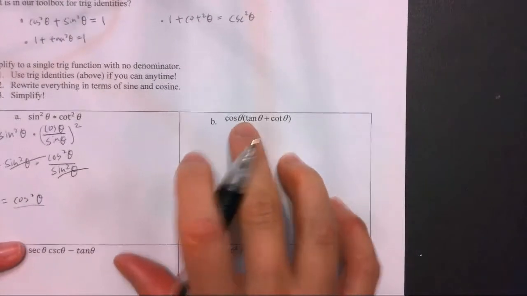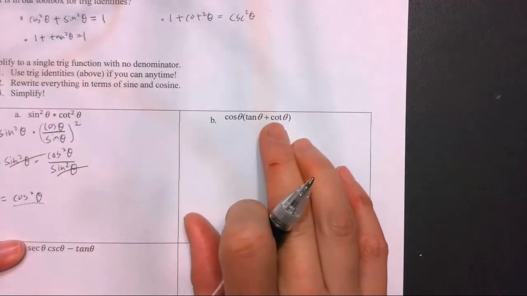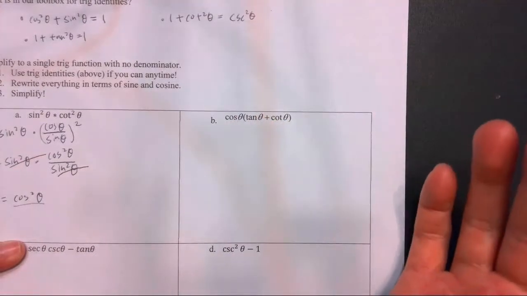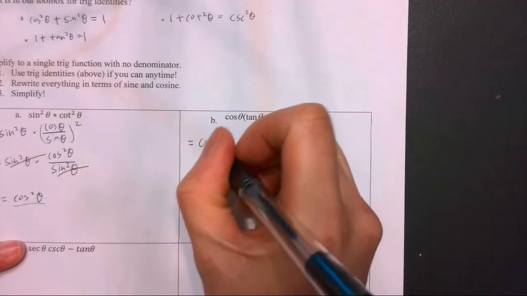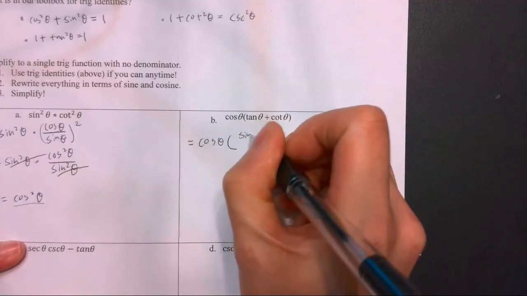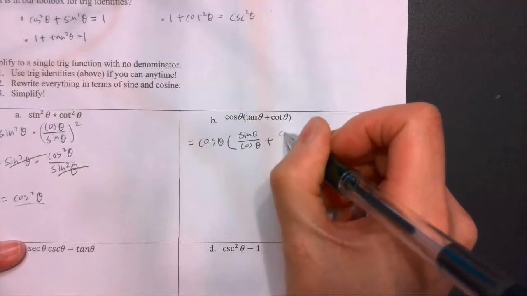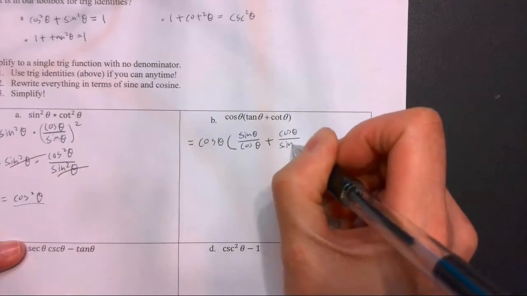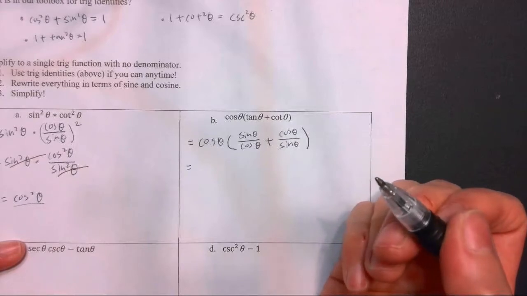Alright, now B, let's see. I can't really use any of the trig identities since none of them has a square in it. That's another way you can identify it. So let's go ahead and rewrite everything in terms of sine and cosine. So cosine theta times, tangent is what? Sine theta over cosine theta, plus, what about cotangent? Cosine theta over sine theta. Oh, that looks hard, doesn't it? It's okay, it's not that hard.